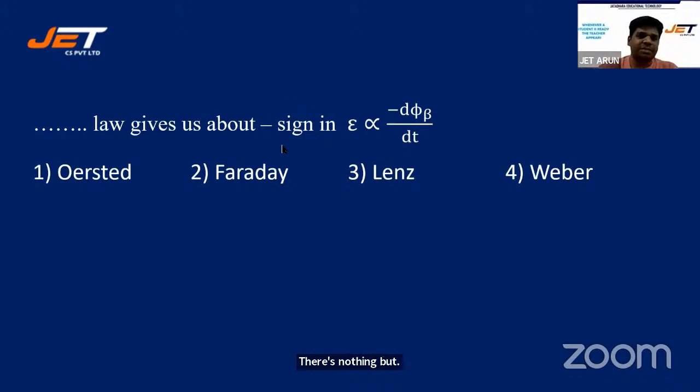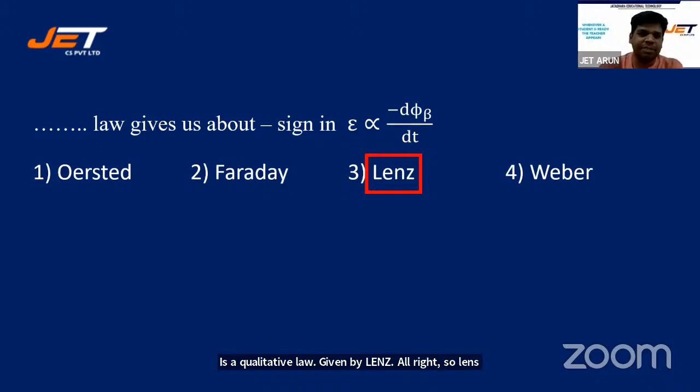Negative sign is a qualitative law given by Lenz. All right, so Lenz law is a qualitative law in physics, which has got analogous laws in chemistry as well.